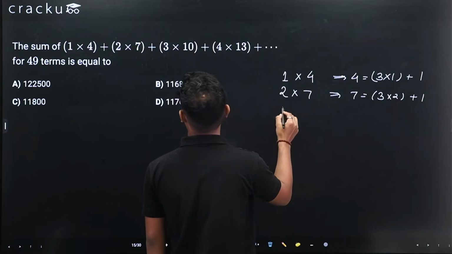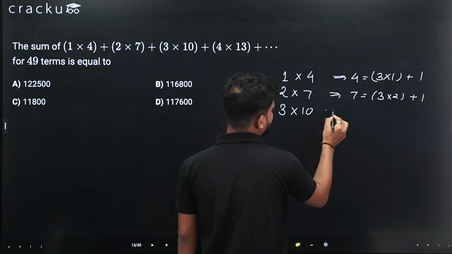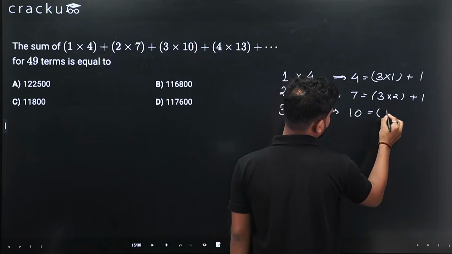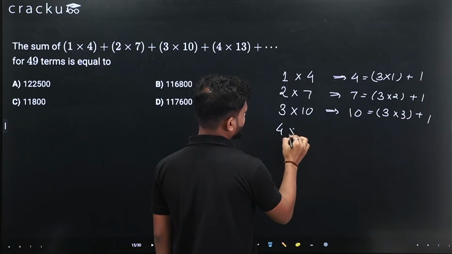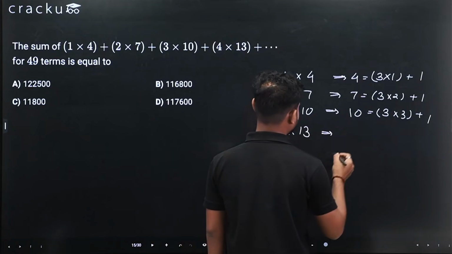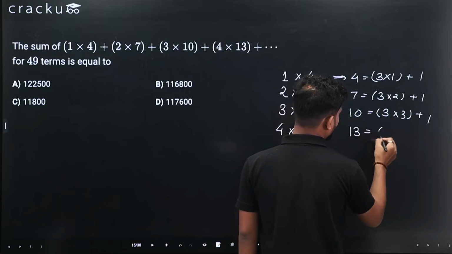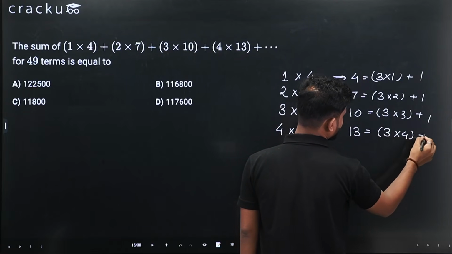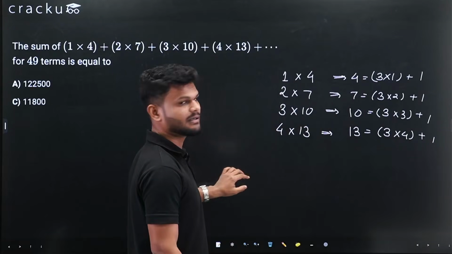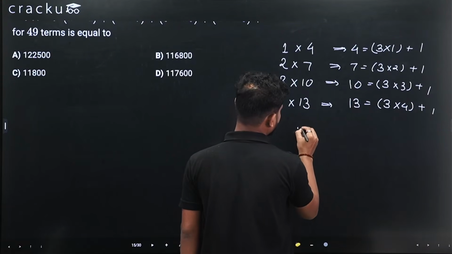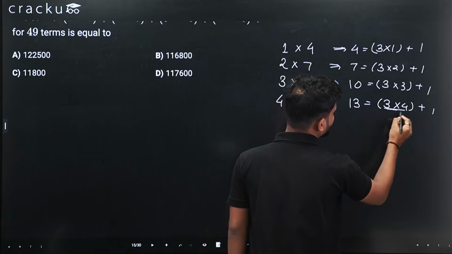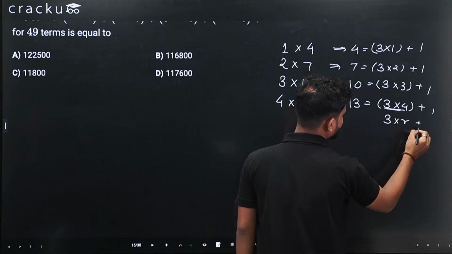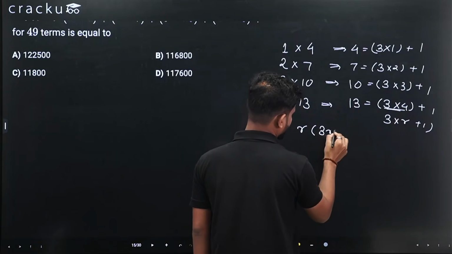In the third bracket, I have 3 into 10. How can I write this 10? 10 is nothing but 3 into 3 plus 1. I have 4 into 13. How can I write this? 13 is equal to 3 into 4 plus 1. So for any term, the general term will be R, which is either 1, 2, 3, 4, into 3 times R plus 1. This is 3R plus 1.